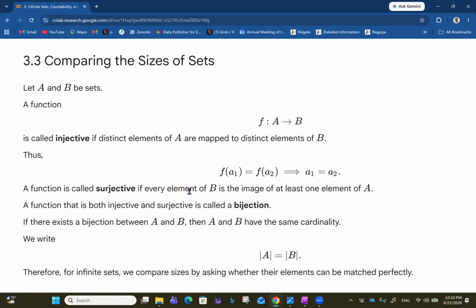Then a function is called surjective if every element of B is the image of at least one element of A. That means every element in B is mapped from at least one element in A. So a function that is both injective and surjective is called a bijection, which we also saw in the last video. If there exists a bijection between A and B, then A and B have the same cardinality. So for a bijective function, the cardinality of the domain is equal to the cardinality of the codomain. We write the cardinality of A, which is the domain, is equal to the cardinality of B, which is the codomain. Therefore, for infinite sets, we compare sizes by asking whether their elements can be matched perfectly.